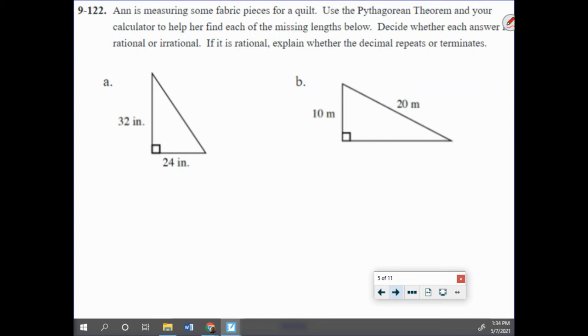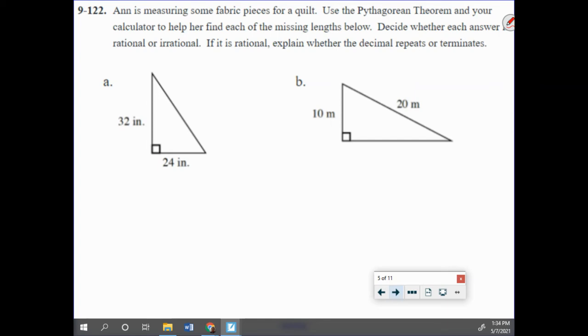Problem 922. Anne is measuring some fabric pieces for a quilt. Use the Pythagorean theorem and your calculator to help her find each of the missing lengths below. Decide whether each answer is rational or irrational. If it is rational, explain whether the decimal repeats or terminates.